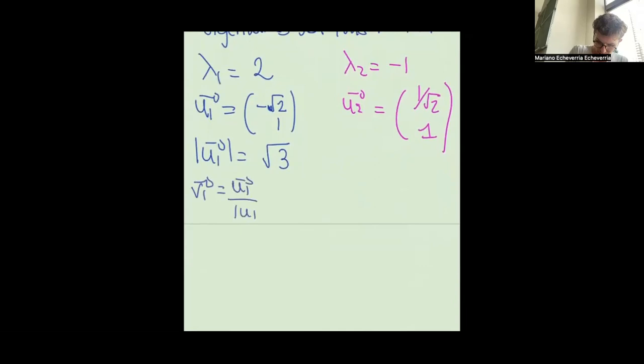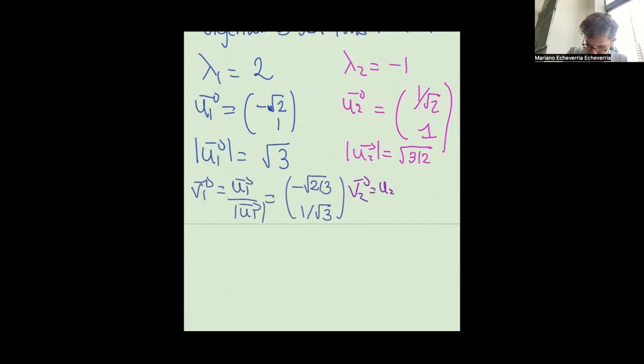And that should give you minus root of 2/3 and 1 over root of 3. Okay, and the length of U2 is root of 3/2. So V2, let me change the color again, V2 would just be U2 over its length. And so this would be 1 over root 3, 2/3. Okay, so that's what the two eigenvectors are.